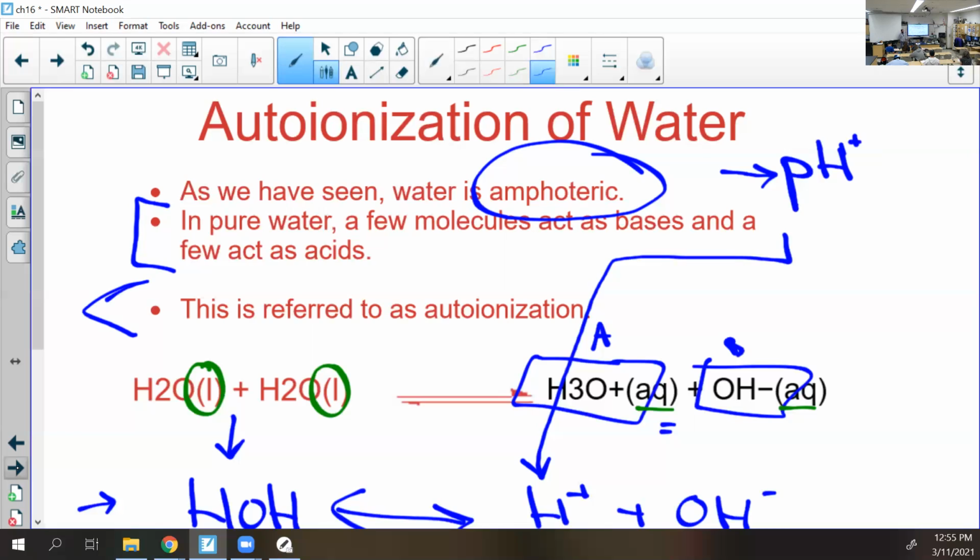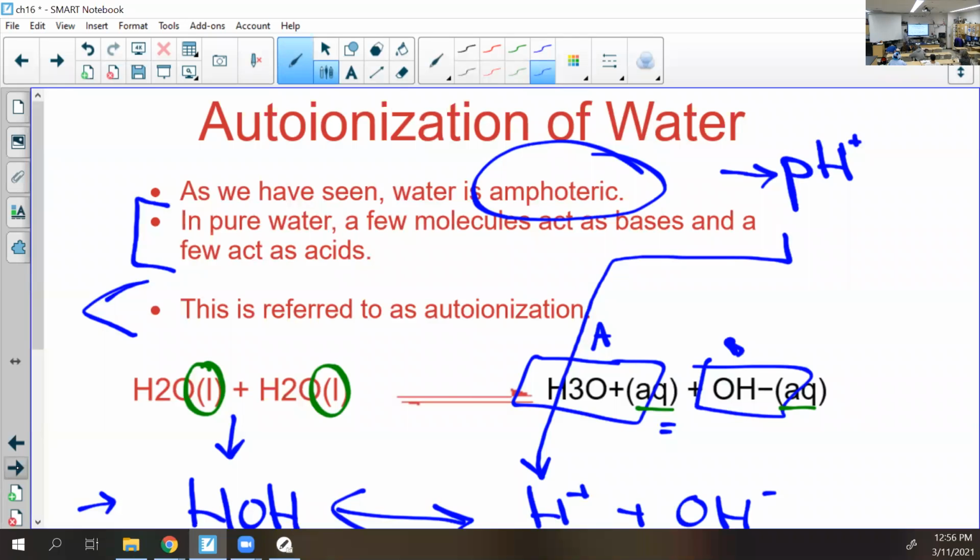This is referred to as autoionization. So autoionization is when two water molecules collide to form H3O plus and OH minus. And I'll show you in a second. That's what I was trying to explain.